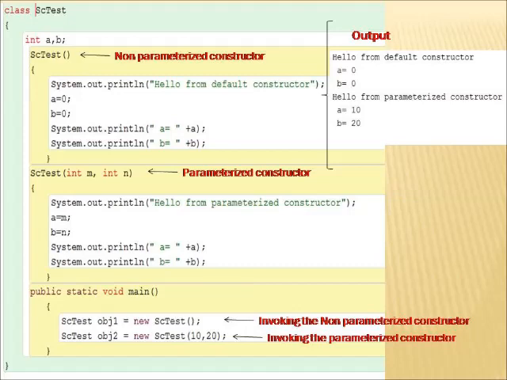So you can see the output generated on object creation: Hello from the default constructor, a is equal to 0 and b is equal to 0. Then you can see that when we created the object obj2, in the output we are getting Hello from parameterized constructor, a is equal to 10 and b is equal to 20. Okay.